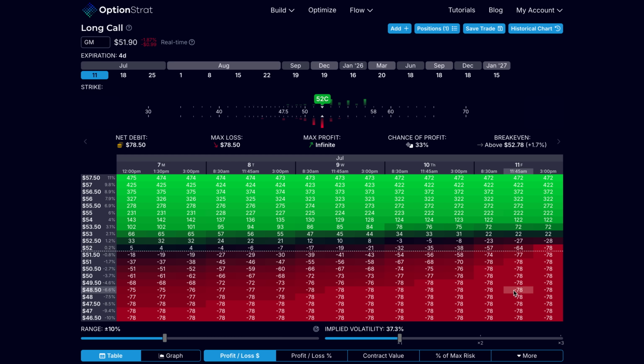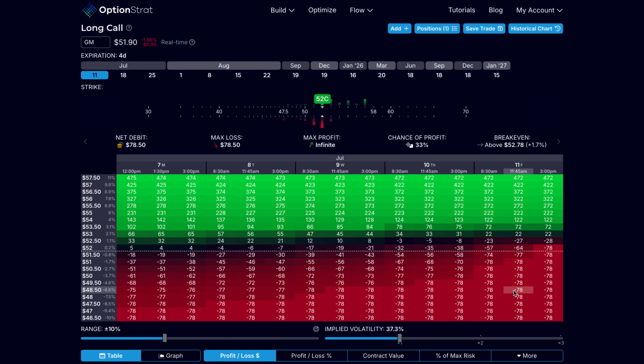So what if there were a way to do something similar to this, where we can buy a call, we can still have infinite upside potential, but if the price of the stock ends up going the opposite direction, ends up going down, we can still make money. So in other words, what if we could make money both ways doing something similar to this? So that's what I want to show you here today.